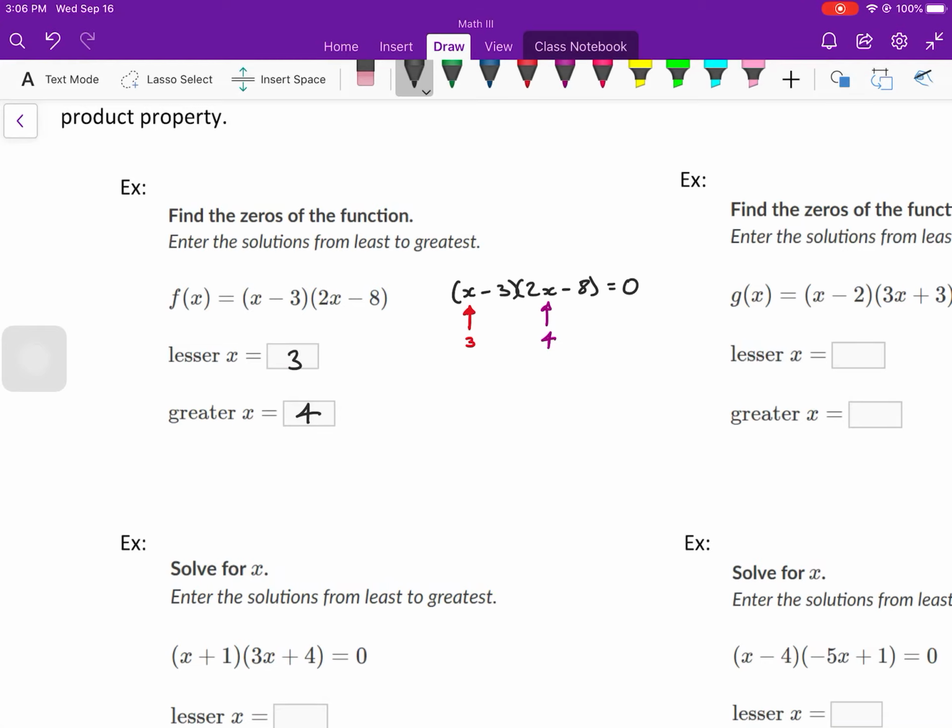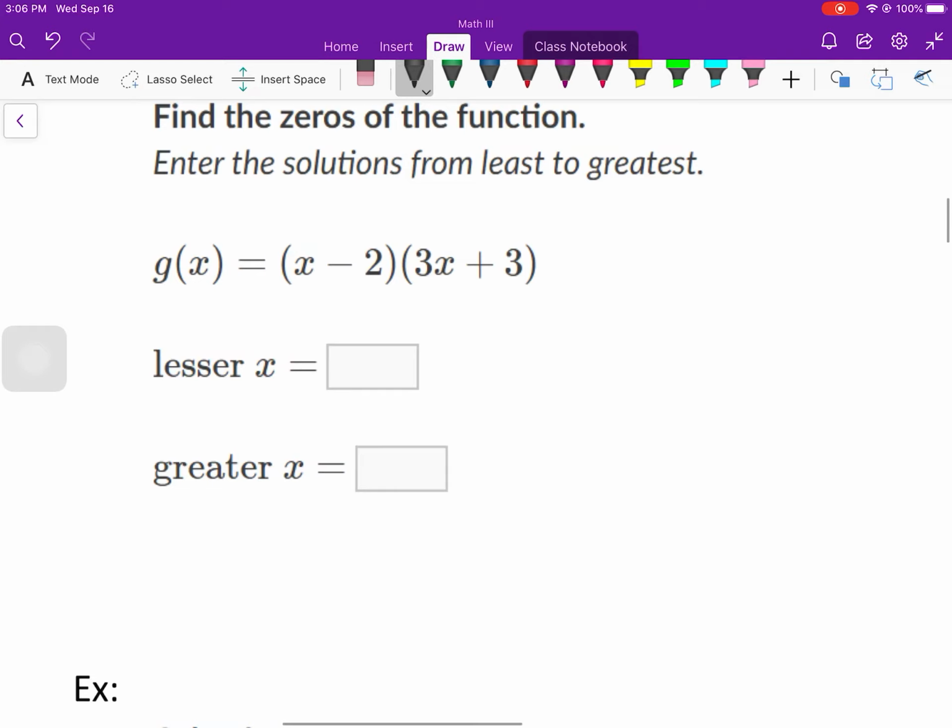Be careful with that. This one's another obvious one. You could see 2, and this would be negative 1, because negative 1 times 3 is negative 3, plus 3 is 0. So negative 1 is our lesser, 2 is our greater.